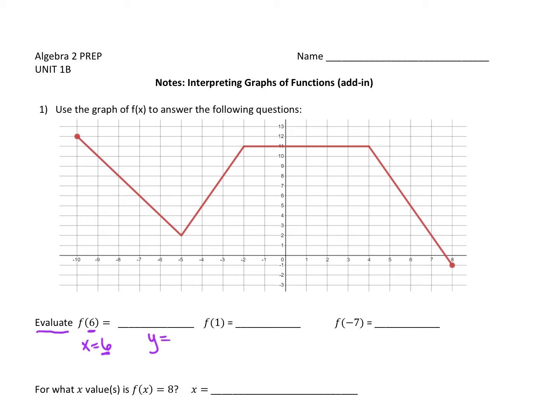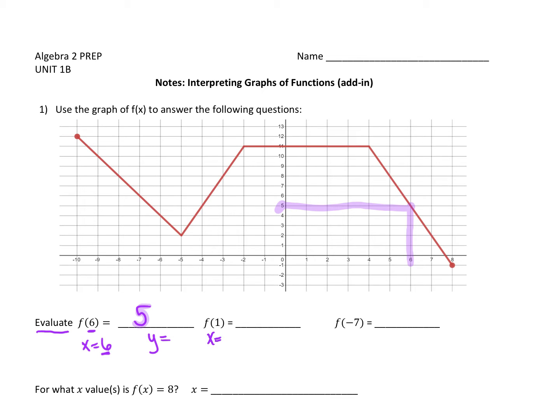So I'm going to go to where x is 6, which is right here. I'm going to trace it until I hit my red line, and then look at what the y value is at that point. So when x is 6, y is 5. So f of 6 would equal 5.